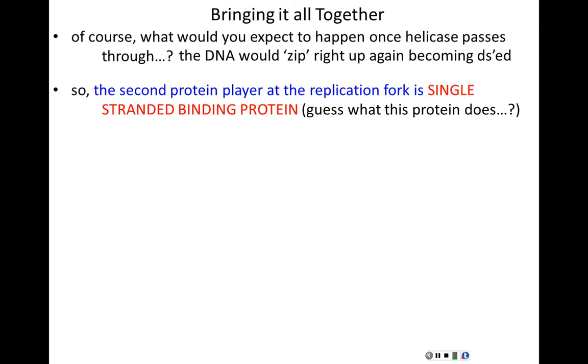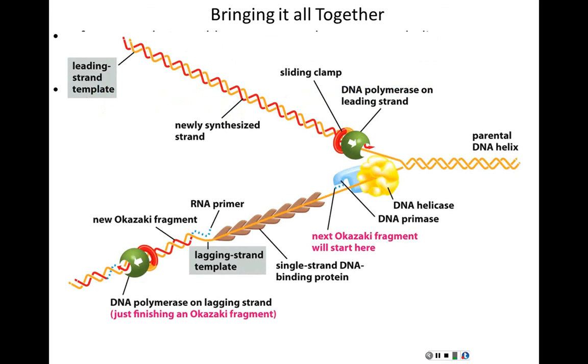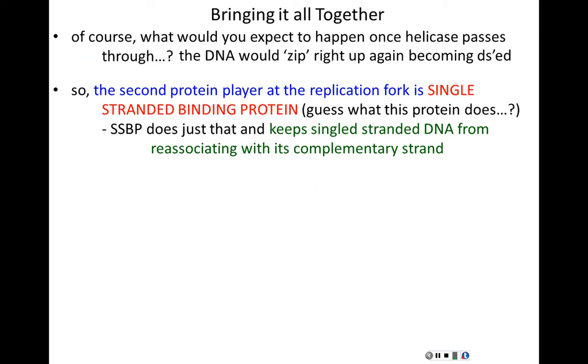So we need a second player for this process, and the second protein player at the replication fork is called single-stranded binding protein. And I challenge you to guess from the name what this protein does. Single-stranded binding protein, shown in this diagram in brown, binds to single strands and keeps them segregated from one another, keeps those single-stranded DNA molecules from rejoining one another, so that the work that DNA helicase did persists. So single-stranded binding protein does what its name suggests and keeps single-stranded DNA from reassociating with its complementary strand.